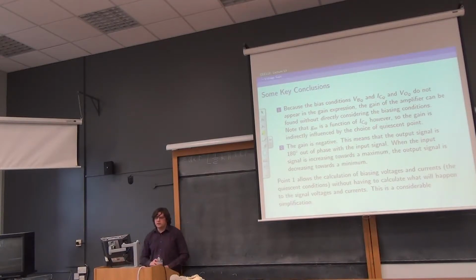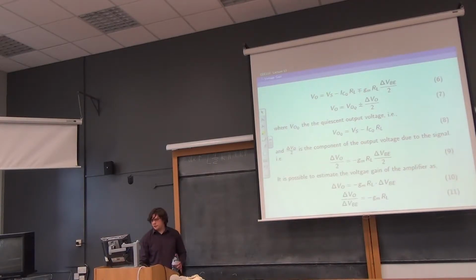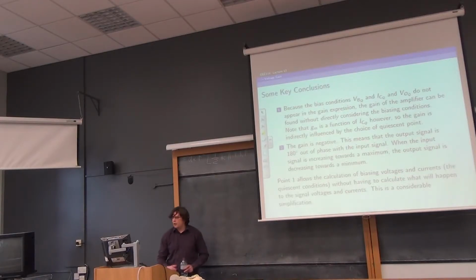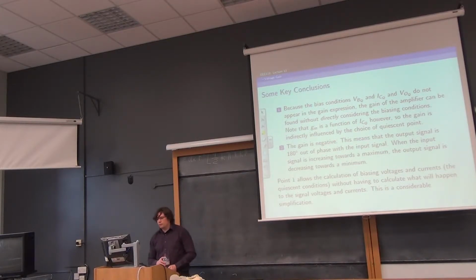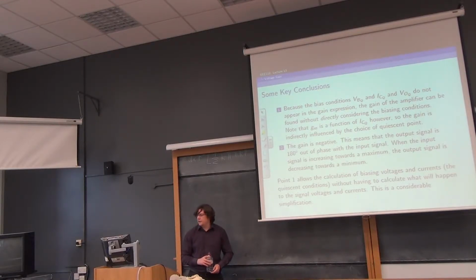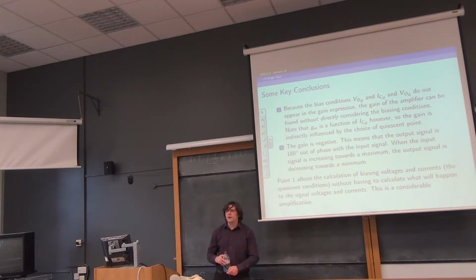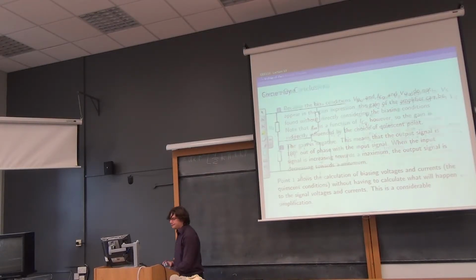The other thing we can say is that the gain is negative. If you look at the equation, we've got a minus before the GM. This means the output signal is 180 degrees out of phase with the input signal, so input signal going up, output signal going down. That's output voltage signal. Oh, that's what I said there. So the key thing, or the really key thing here is point 1, and that is that we can do some calculations on our transistor circuits without having to worry about writing deltas out everywhere. And that is a considerable simplification.